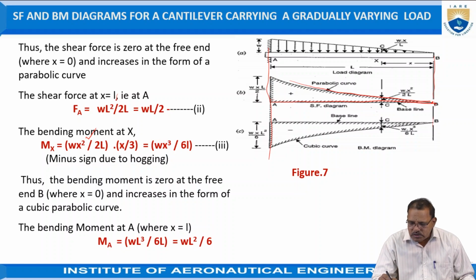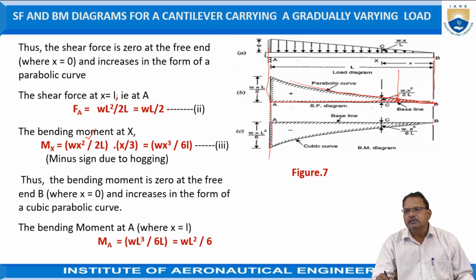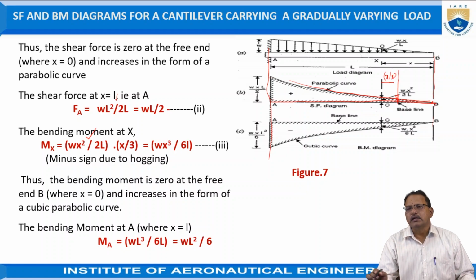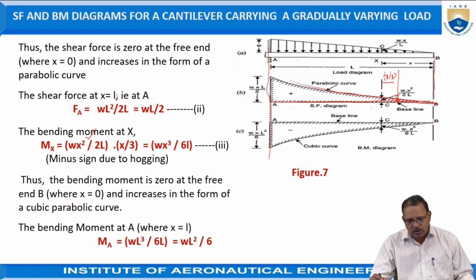Hence, this force acts at the center of gravity of the triangle. That means from the base, it is at a distance of x by 3. Because the total force is equal to Wx square by 2L, but it is acting at a distance of x by 3 from its base. That means from this distance you have to determine.